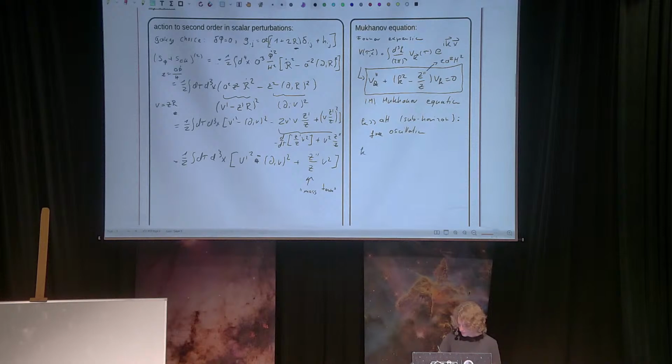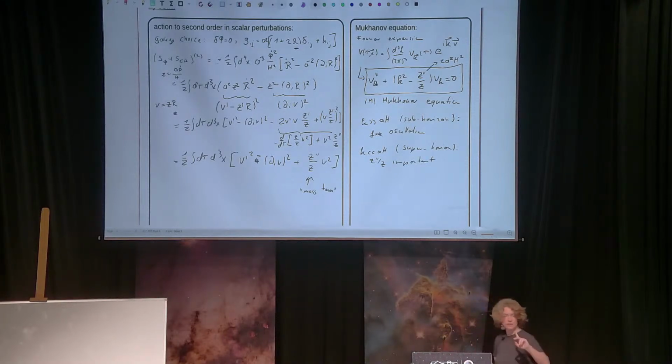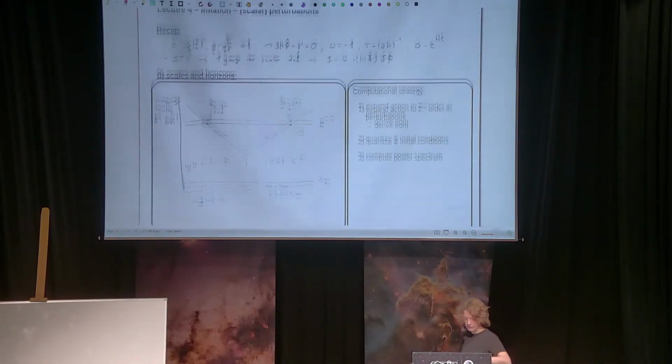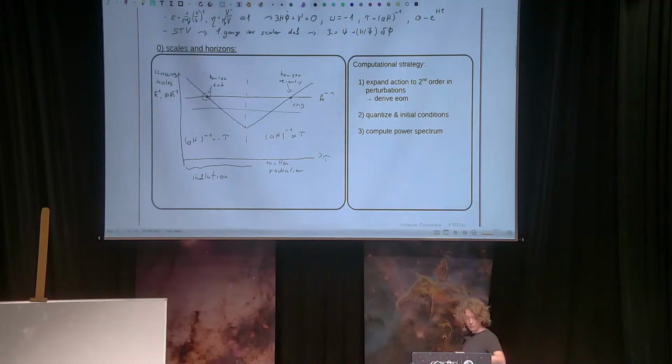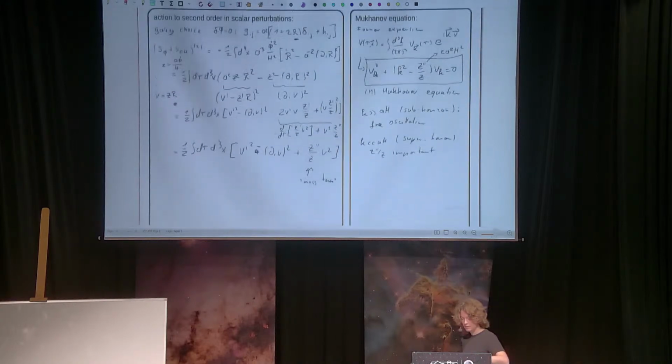And in the opposite limit, which is the superhorizon limit, this z″/z is important and actually dominates over the k². And if you recall back to the previous slide, this depends exactly on whether k is larger or smaller than aH, which is exactly the question of whether k is above or beneath the Hubble scale.